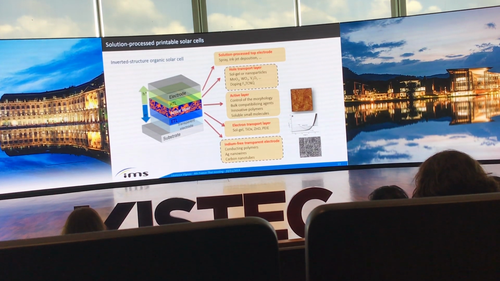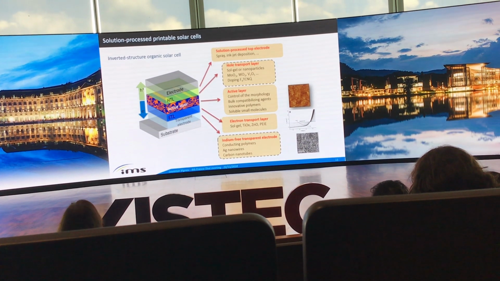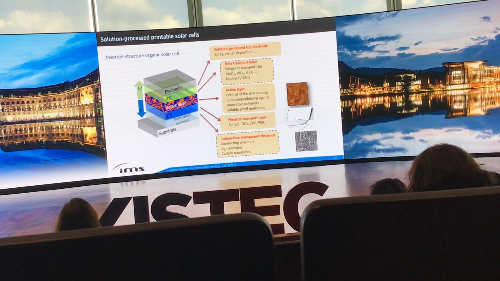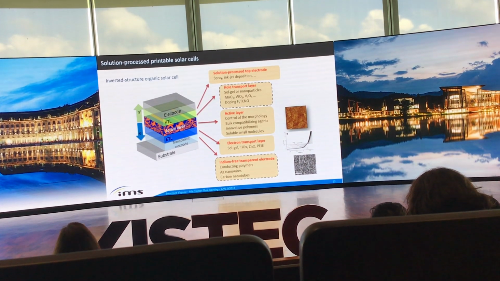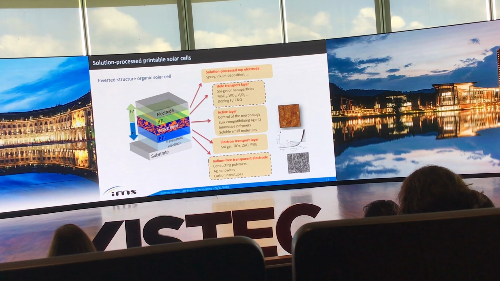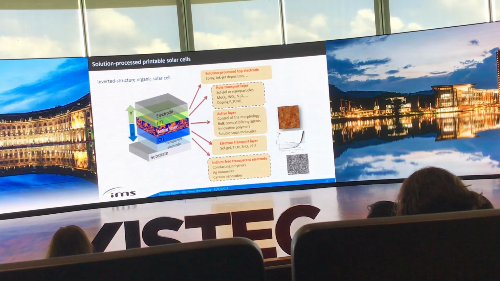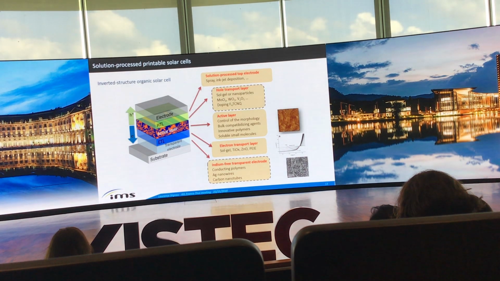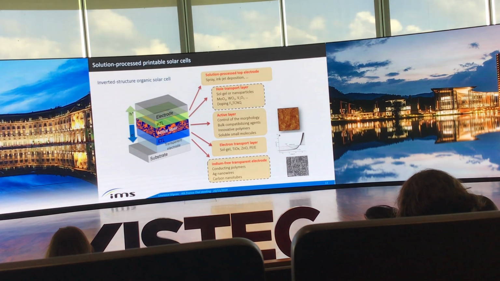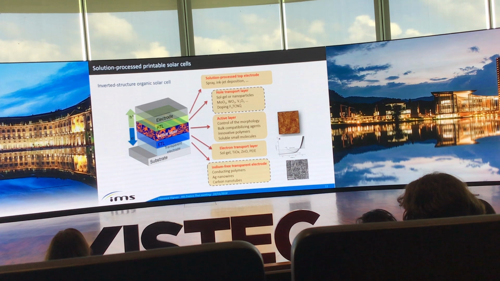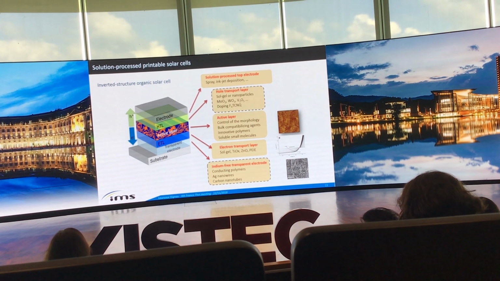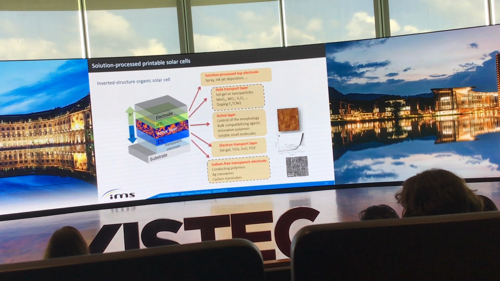So what we are working on in our group, we work on the different layers. If you want to make a printable solar cell, you need to develop processes for all of the layers. In particular, the transparent electrode. The transparent electrode is usually indium tin oxide, which is not very useful on flexible substrates. So we can replace it by metallic nanowires, conducting polymers, carbon nanotubes or graphene.